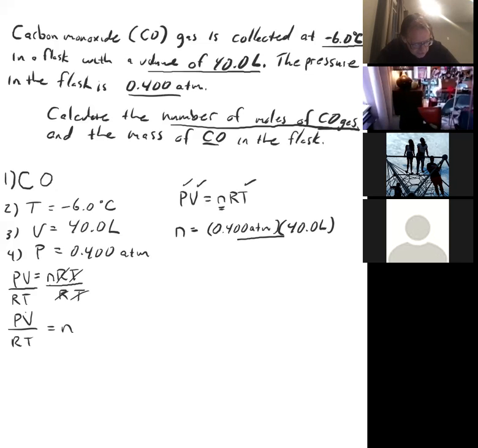I'm going to make a little more space for this over here because R has a lot of units. R is 0.082057 atmosphere liters per mole Kelvin. And then T, remember, this is a gas law problem, so be very careful. The temperature cannot be in degrees C. We need to convert that to Kelvin. Talked about that yesterday, right?